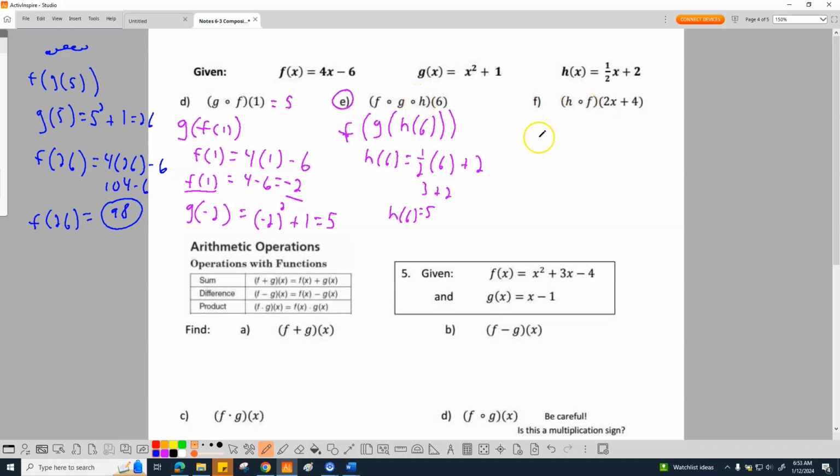F, we've already done enough of these examples. You'd rewrite it like this, h of f of 2x plus 4. So you would have to solve the f of 2x plus 4 first. Now, to finish up these notes real quick, I'm going to go ahead and start another video. I was going to try to finish it on one video, but I'm going to do a separate video.